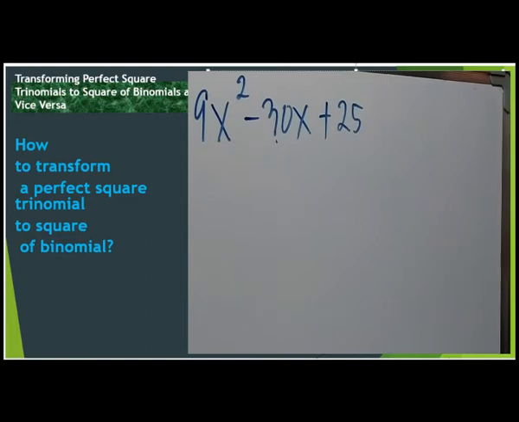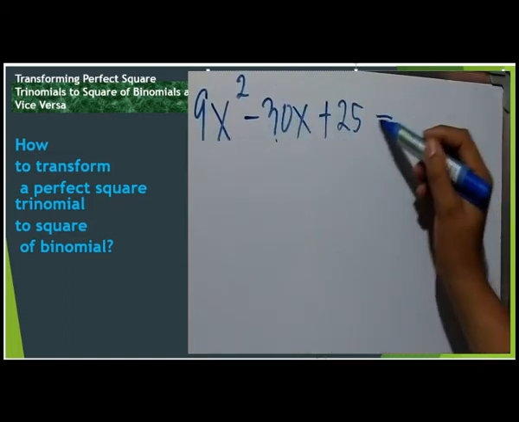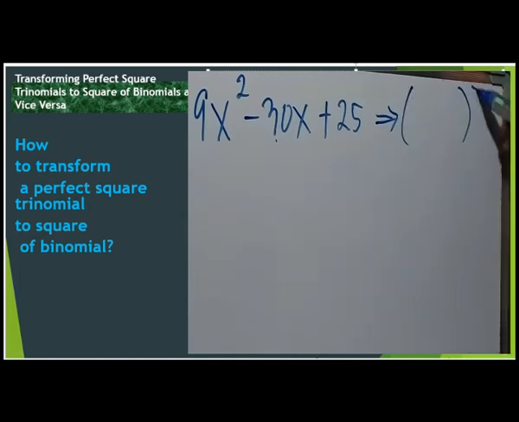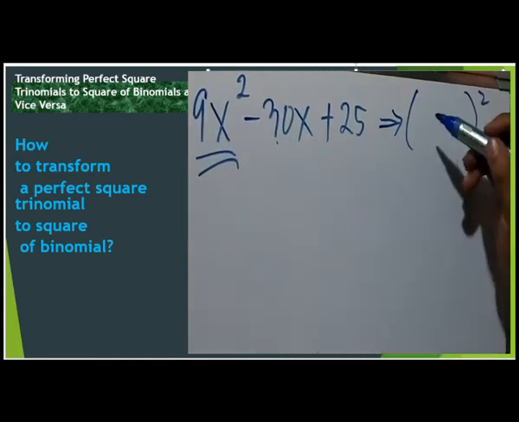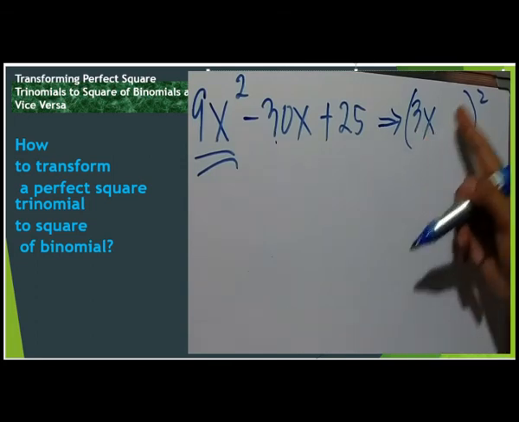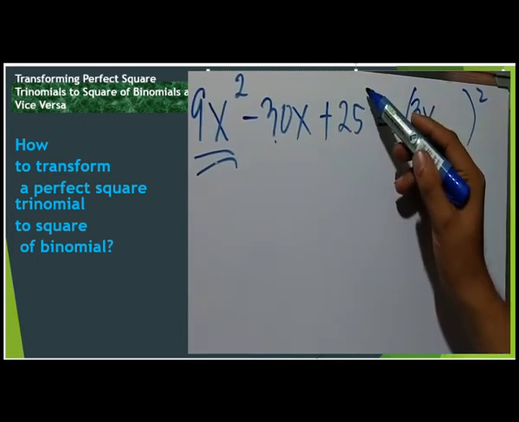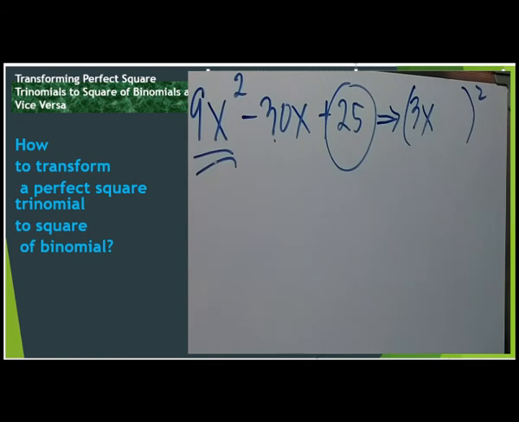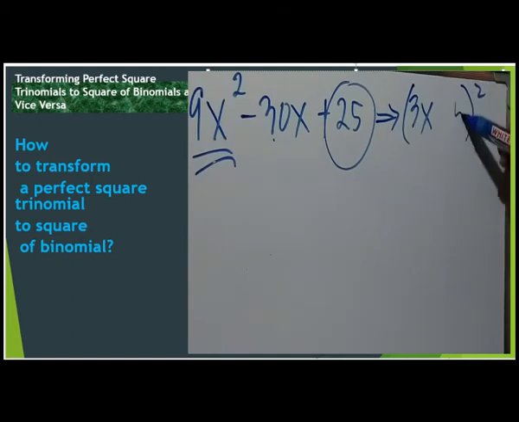Let us find the equivalent square of binomial in this perfect square trinomial, 9x squared minus 30x plus 25. First is to write the square root of the first term, or the square root of the quadratic term, which is 3x, because 3x raised to the second power is 9x squared. Next is to get the square root of the constant. The square root of the constant is 5.